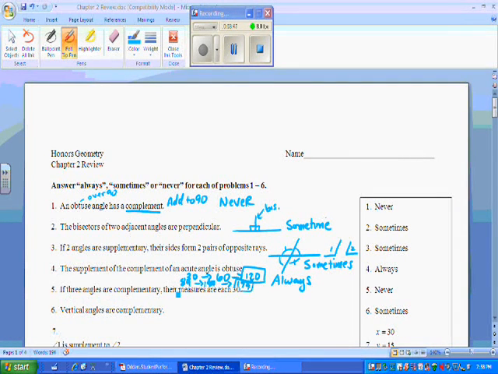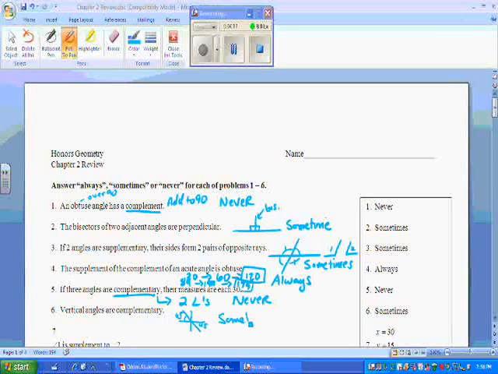Number 5, if three angles are complementary, their measures are each 30. Well, what does it mean to be complementary? Complementary by definition is two angles. So this answer is never. Unless, well, can vertical angles be complementary to each other? Sure. If you have angles that started like this, this angle could be 45, and this angle could be 45, meaning that they would add to be 90, so they are complementary. So this sometimes can happen. Very rare will that happen, but sometimes that can happen.